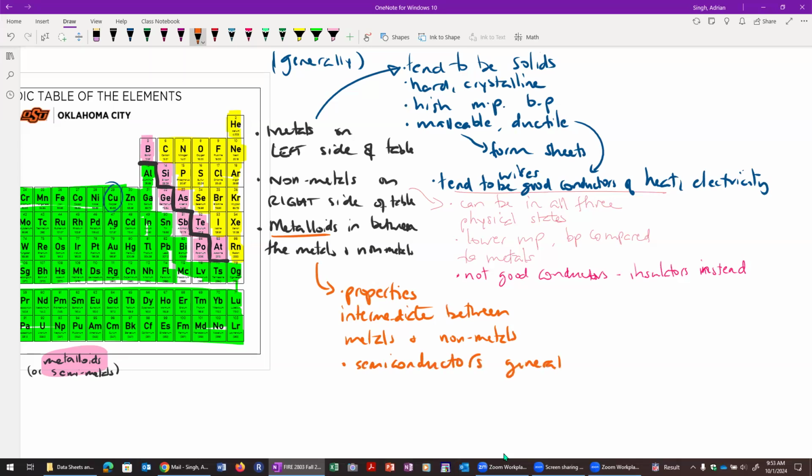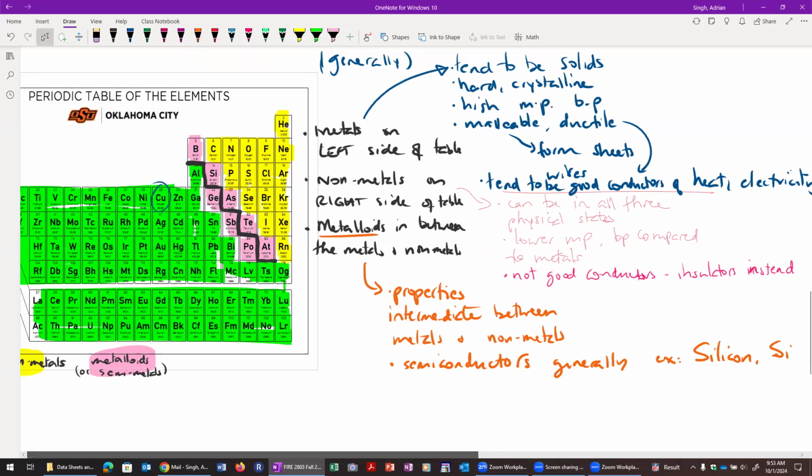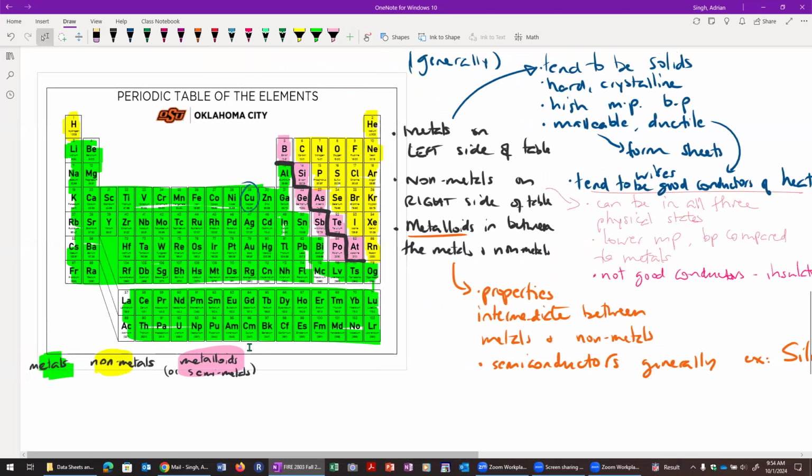A good example of that is something like silicon. That's probably the most common semiconductor there is in most of your electronic devices. Silicon is very, very important. And it's silicon, by the way, not silicone. That's a very different thing. All right, so those are some general properties of metals, nonmetals, metalloids, and where you tend to find them in the periodic table.